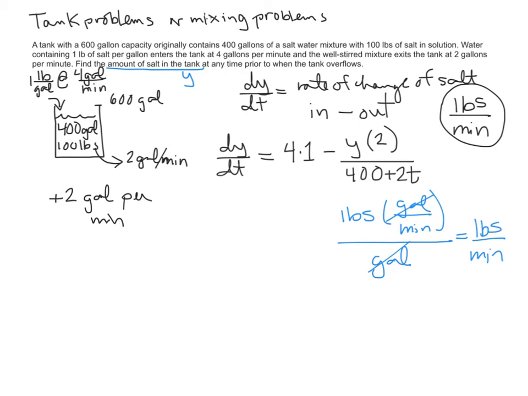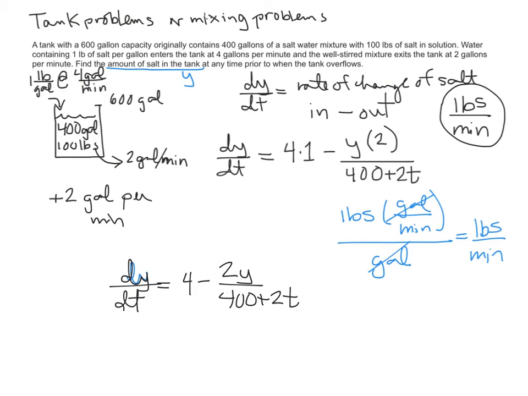Okay, but here it is. Here's our differential equation that models this amount of salt in the tank. So let me rewrite it again. Oops, let me use black. So dy dt is equal to 4 minus 2y over 400 plus 2t.